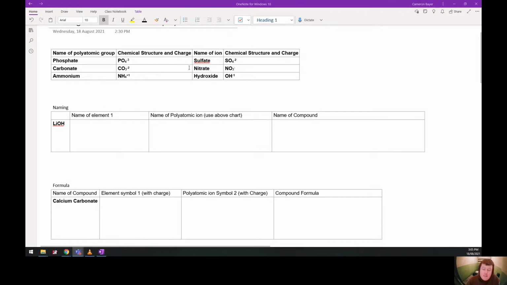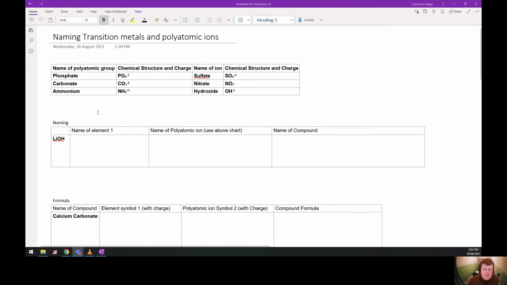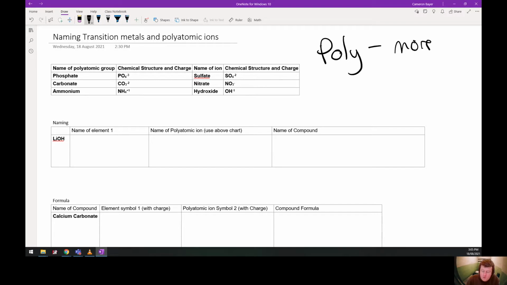So we should have recapped this on Monday. But what we're looking at is polyatomic ions are just pretty much groups of atoms that are always kind of transported together. So that's why they call them polyatomic. Poly, not like Polly wants a cracker, just means pretty much more than one. And atomic just means atoms. So again, a polyatomic ion is a group of atoms together that always seem to go together in chemical reactions.